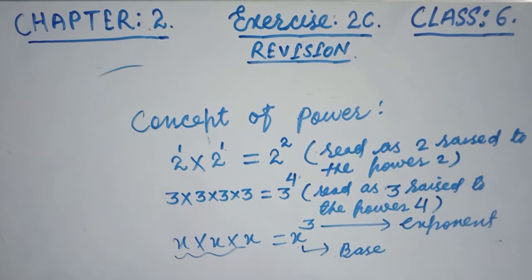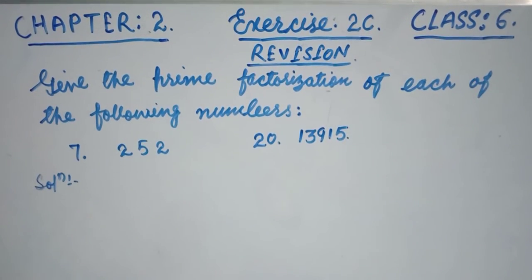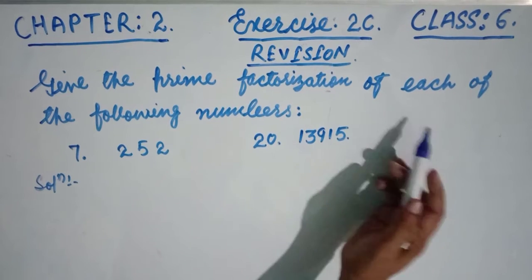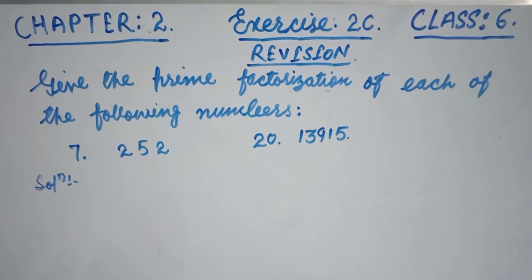Okay, friends, now let's come to the questions of exercise 2C. Exercise 2C question says, give the prime factorization of each of the following numbers. There are 20 questions, friends, and we have taken only 2 questions. All the questions are similar.